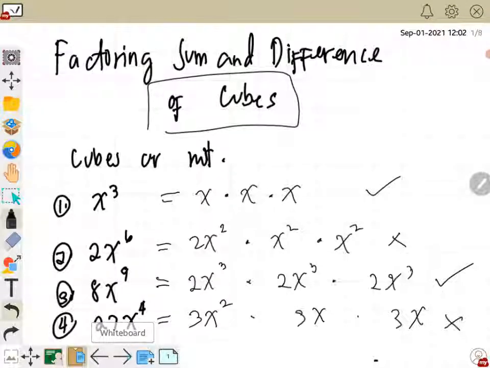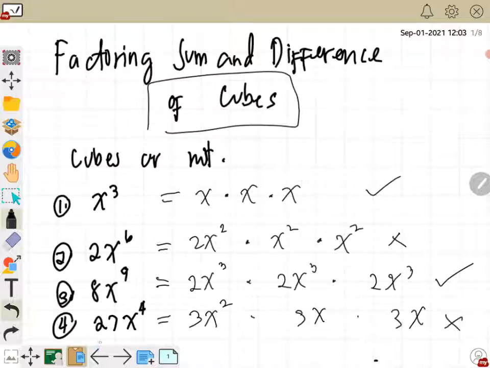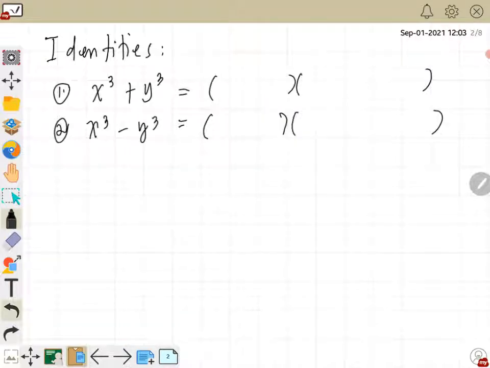Yesterday we had our discussion on these identities. This is sum of cubes because x cubed is a cube and y cubed is a cube. The operation is plus or addition that makes it a sum of cubes, because our lesson talks about sum and difference of cubes. So the first one is sum of cubes. The second one is difference of cubes.